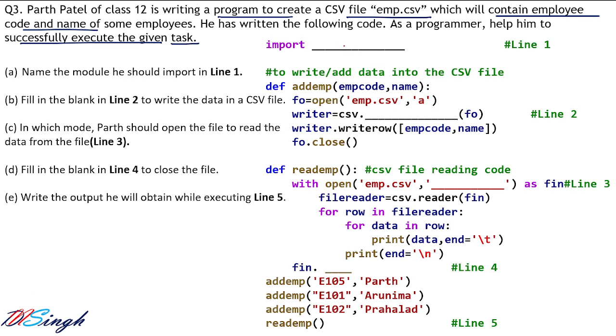What we are going to have here is csv, and to write, which function should we use? The writer function. For opening the file for reading purpose we have the read mode, and for closing what are we going to have? The close function. And what will be the output obtained? The output will be whatever we have written here.